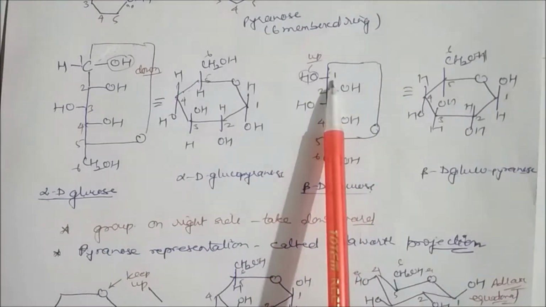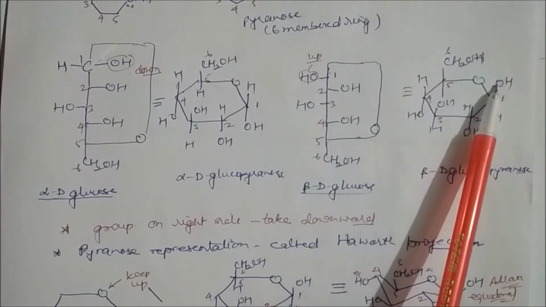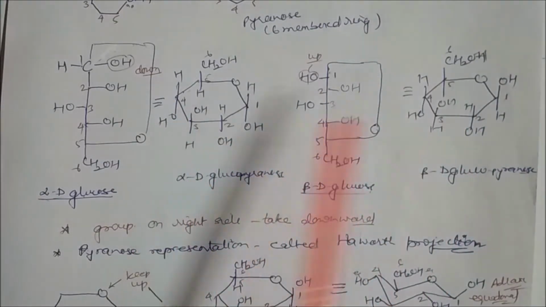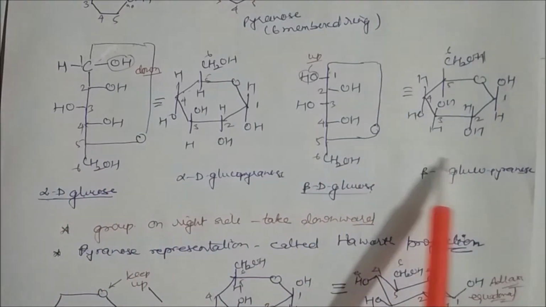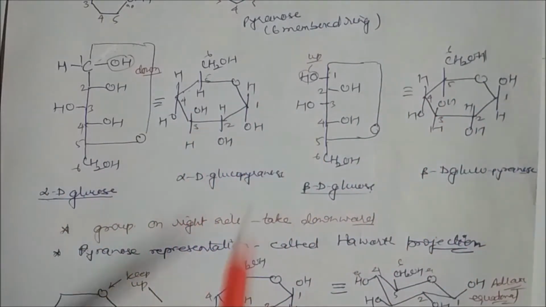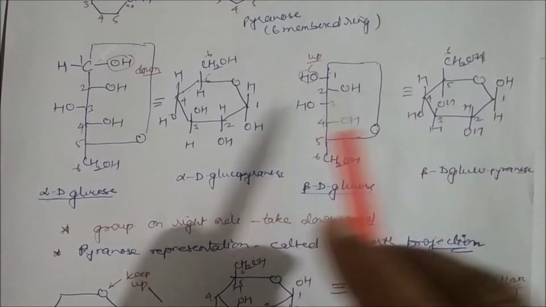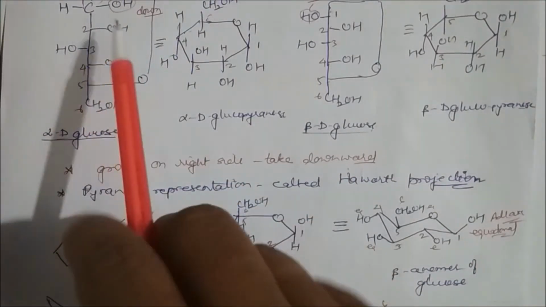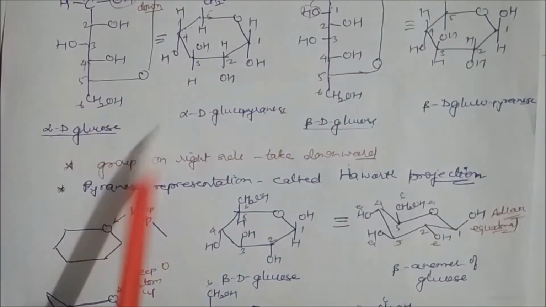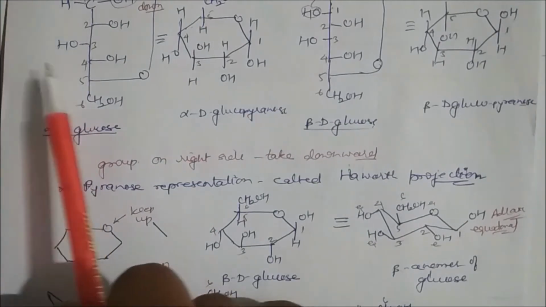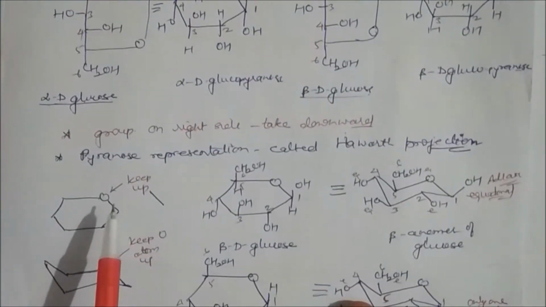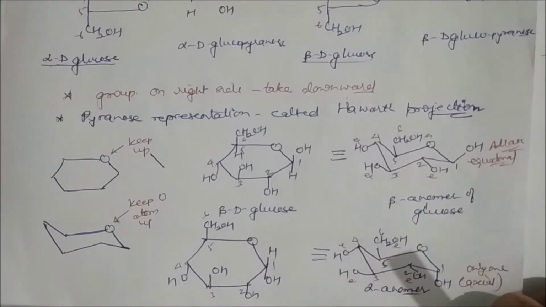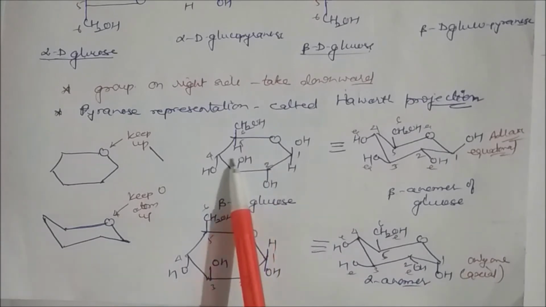In this case, the first carbon OH is up, so up is beta, so this is beta glucose, and the second is down, remaining the same as alpha D-glucose. Only the position of the anomers is changing. Groups on the right-hand side are taken downwards; those groups on the right-hand side are always considered as the downward direction. Please remember this side is up, this is down. The pyranose representation is also called the Haworth projection.